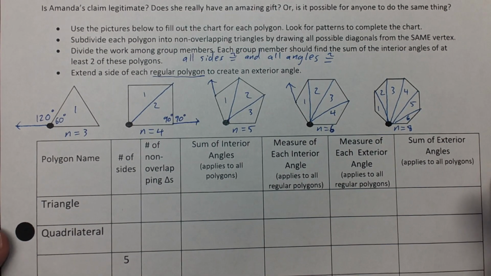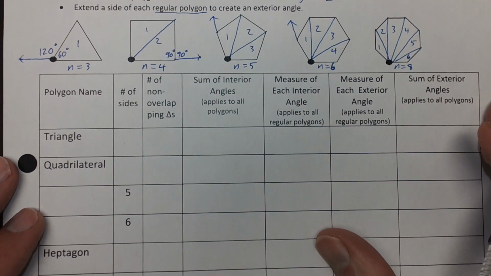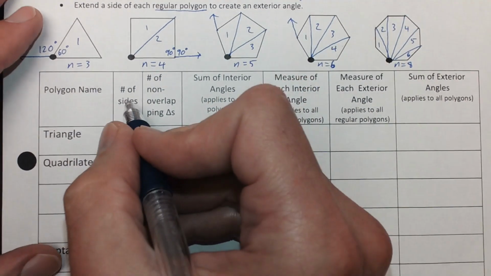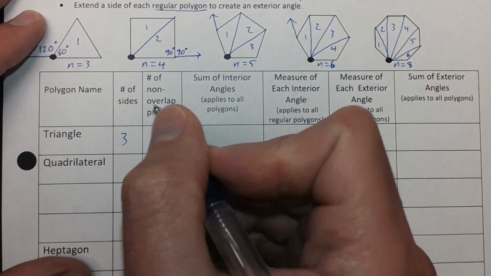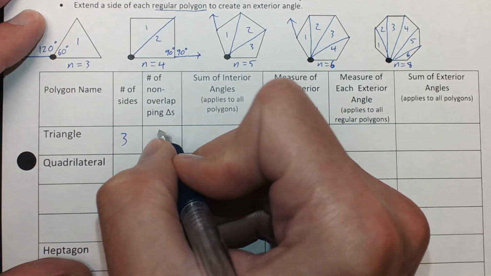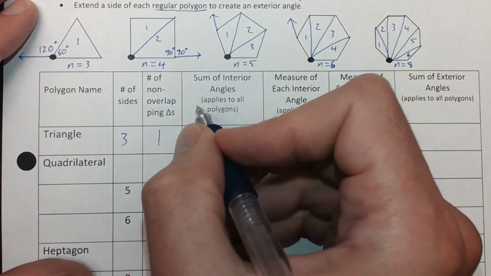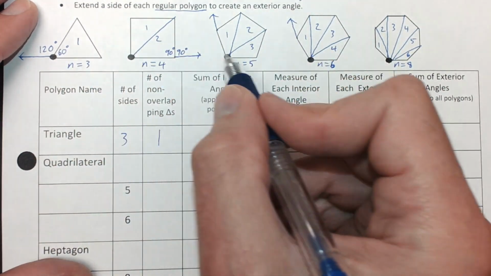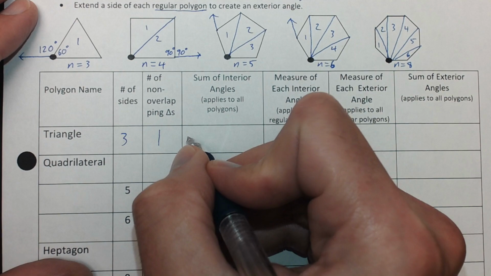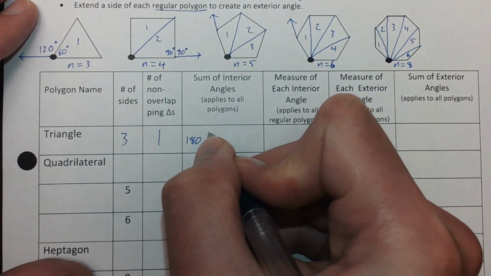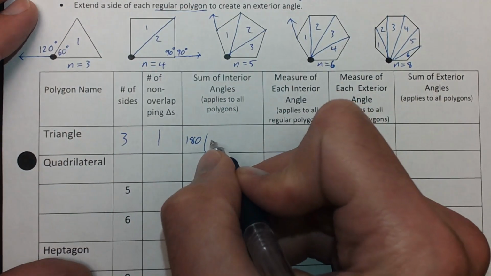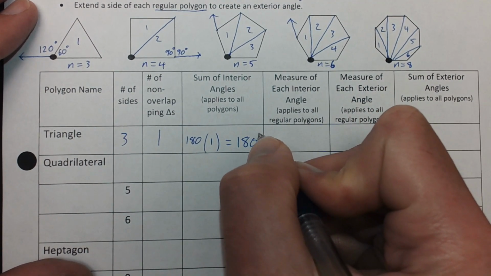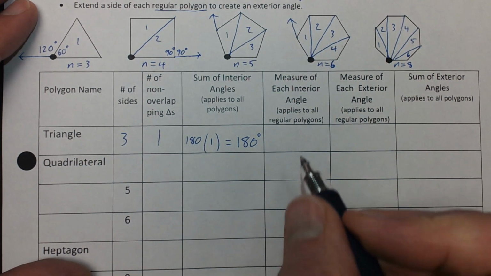Okay, so we have this table we're going to fill out. By doing so, you'll see the pattern better of how Amanda is doing this trick. The number of sides in a triangle, 3 sides. How many non-overlapping triangles? Just 1. The sum of the interior angles. It turns out, the reason why we were counting triangles is that however many triangles there are, for each triangle, there's 180 degrees. We already know that, right? All 3 angles add up to 180. How many triangles were there in a triangle? Just 1. So the sum of the interior angles, we already knew that adds up to 180.